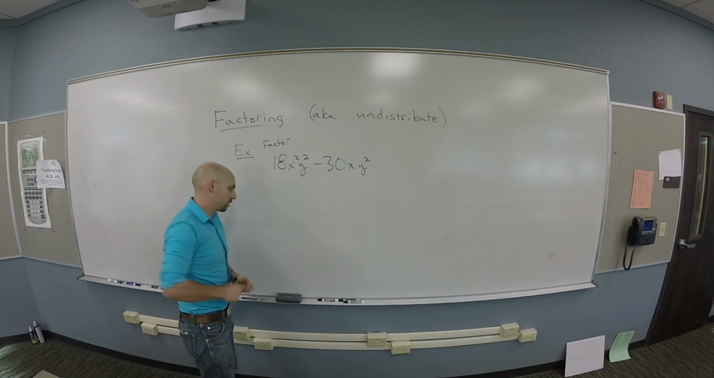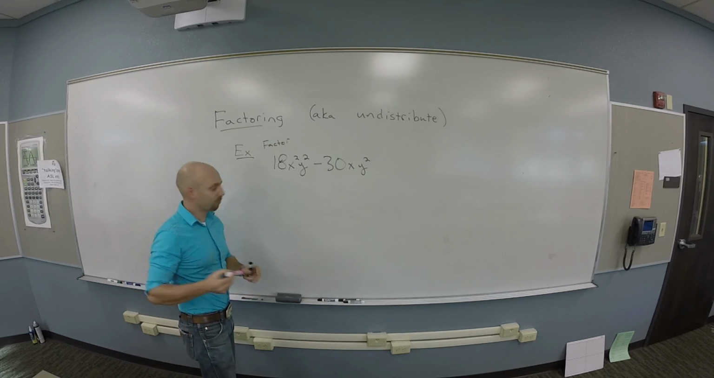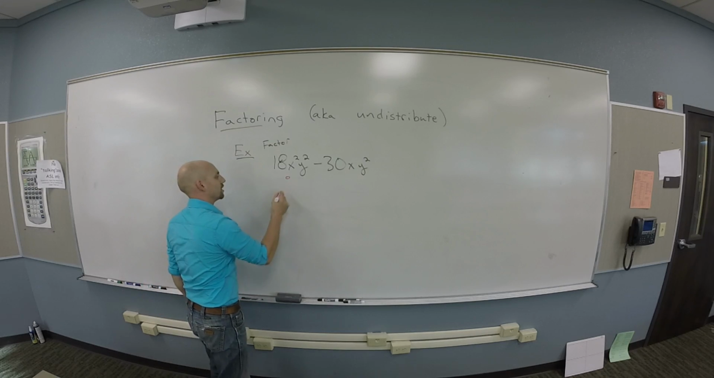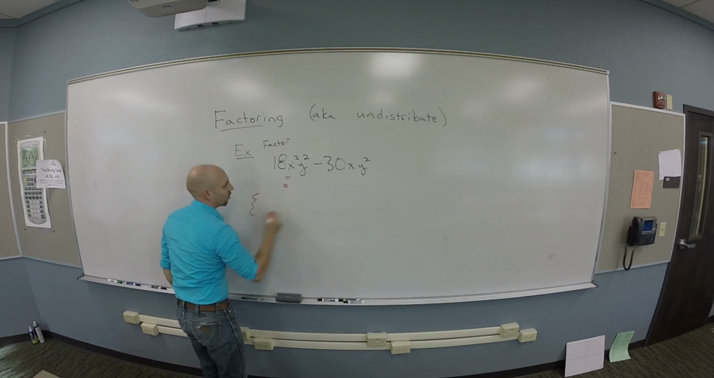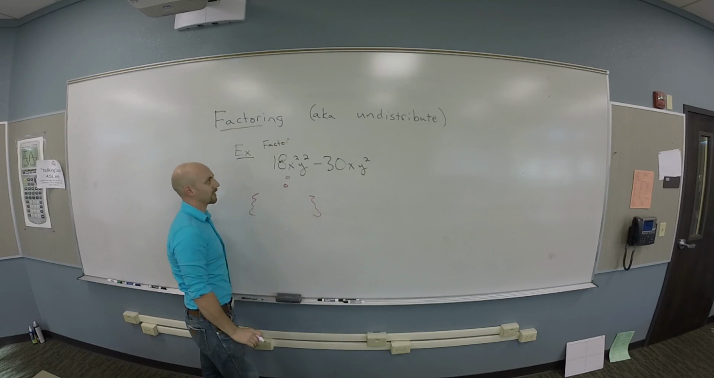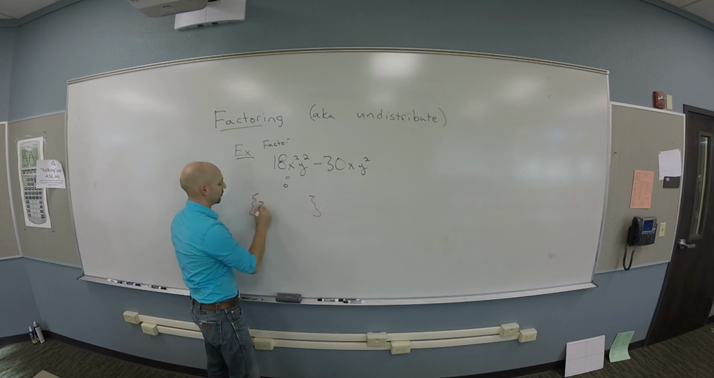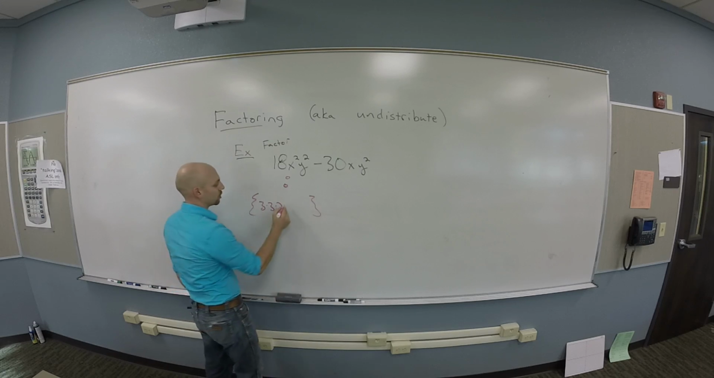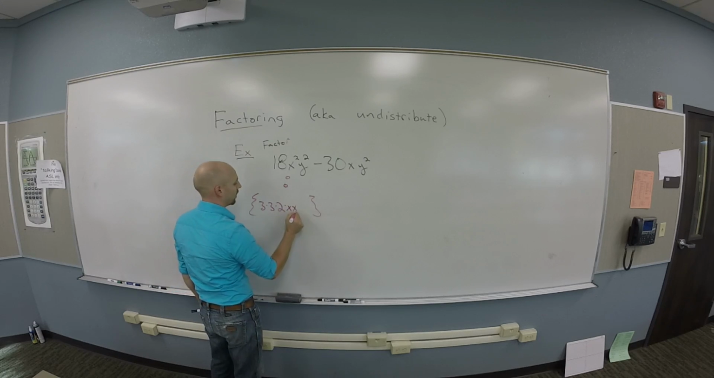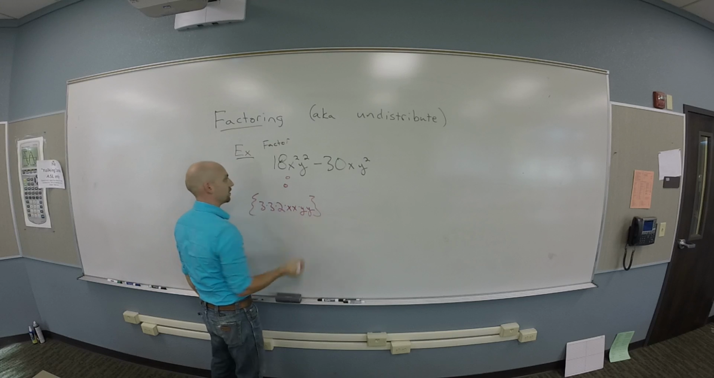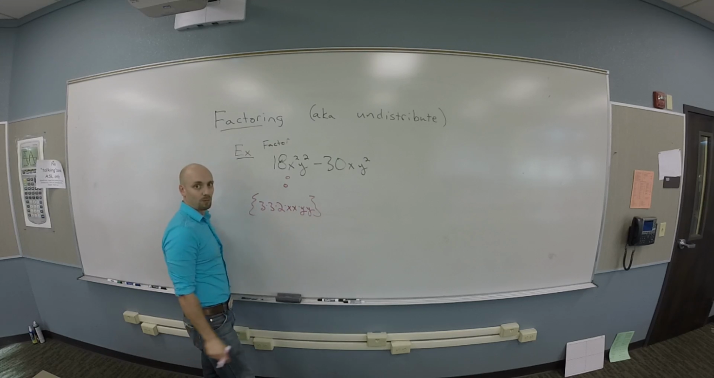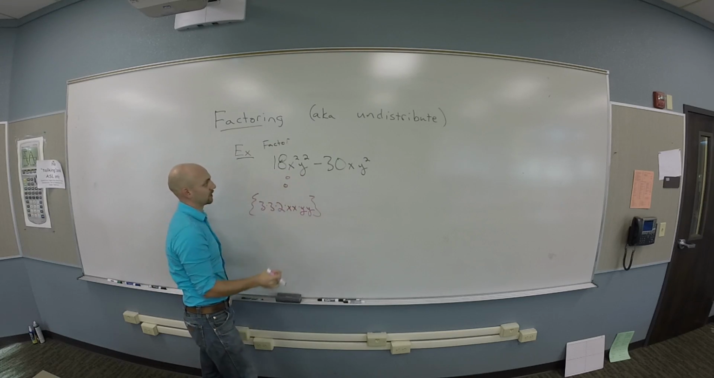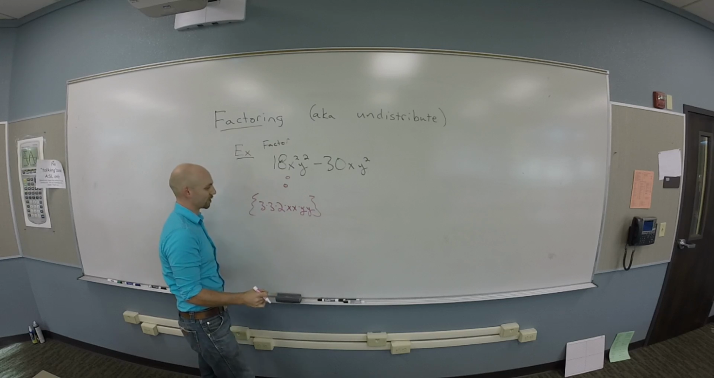So what I'm going to do is take out my handy dandy bright color, and I'm going to think to myself, okay, what is 18x squared y squared made out of? Well, 18 is 3 times 3 times 2, right? 9 times 2. And then there's 2 x's here and 2 y's. See that? All multiplied together. That's what makes 18x squared times y squared.